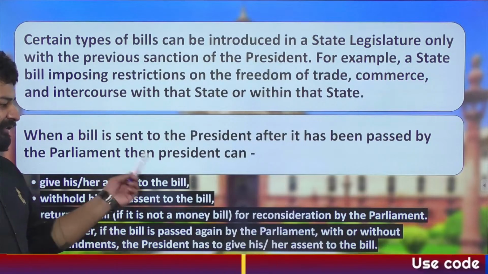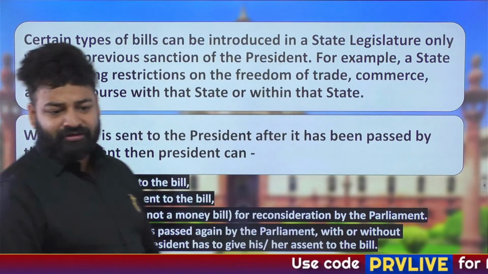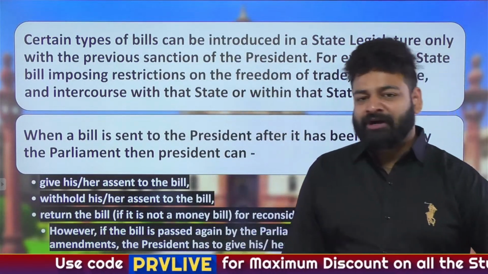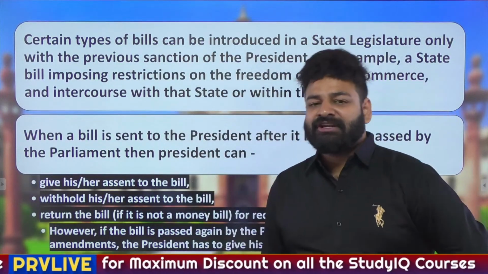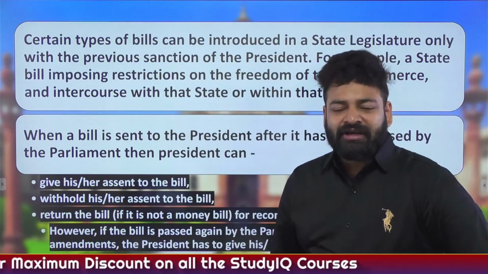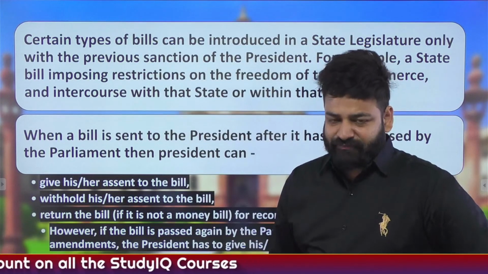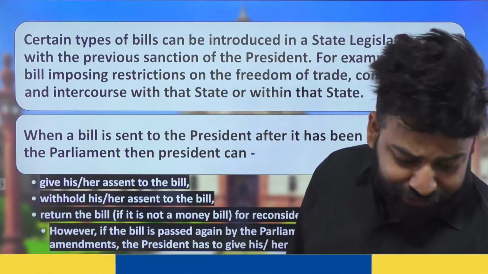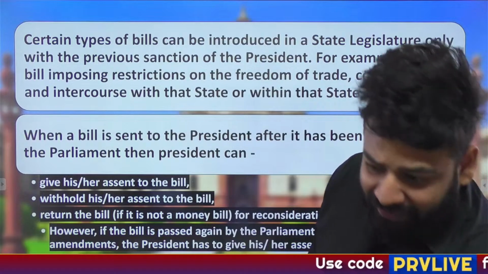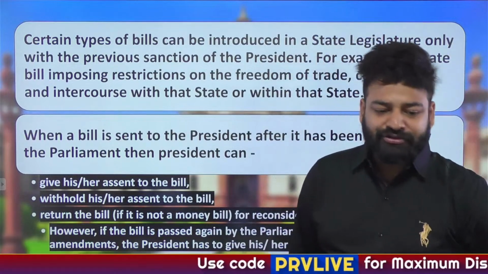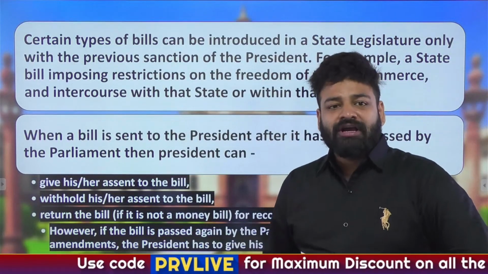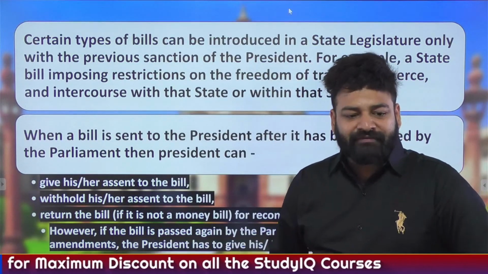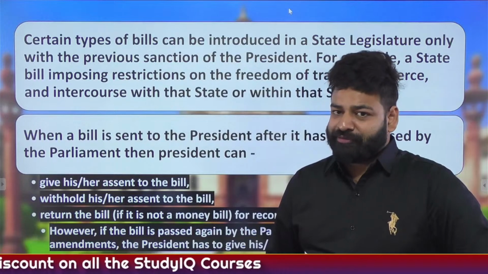Next, when a bill is sent to the president after it has been passed by the parliament, the president has some veto powers. What are these veto powers the president of India has? With regard to the union parliament, the president has three types of veto powers: suspensive veto, absolute veto, and pocket veto. So make it clear, guys, when it comes to bills passed by the union parliament, the president of India has three types of veto powers.